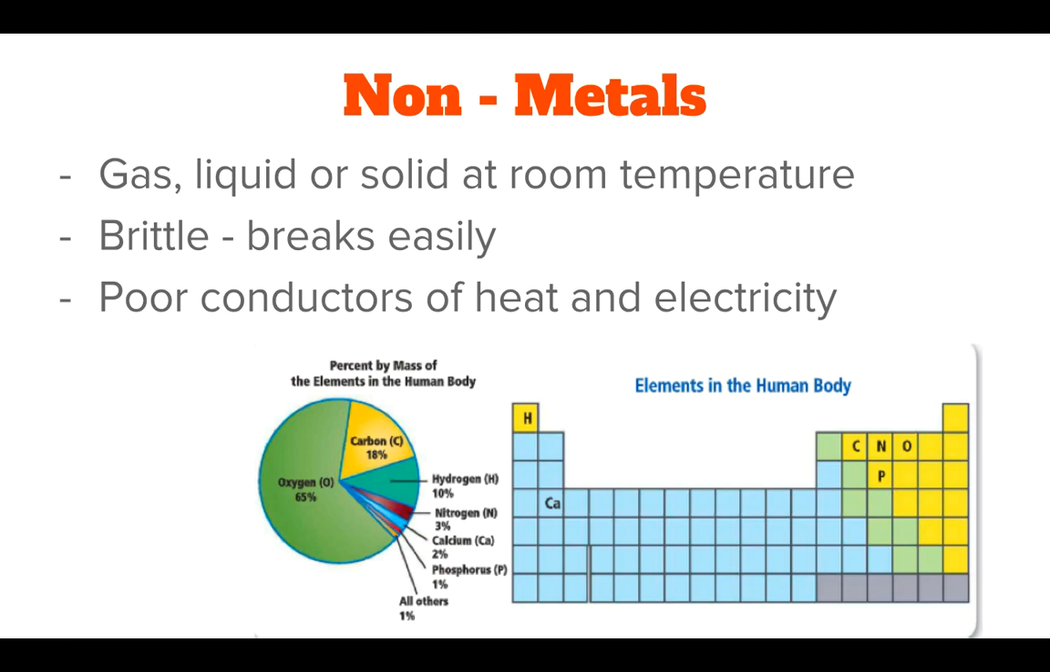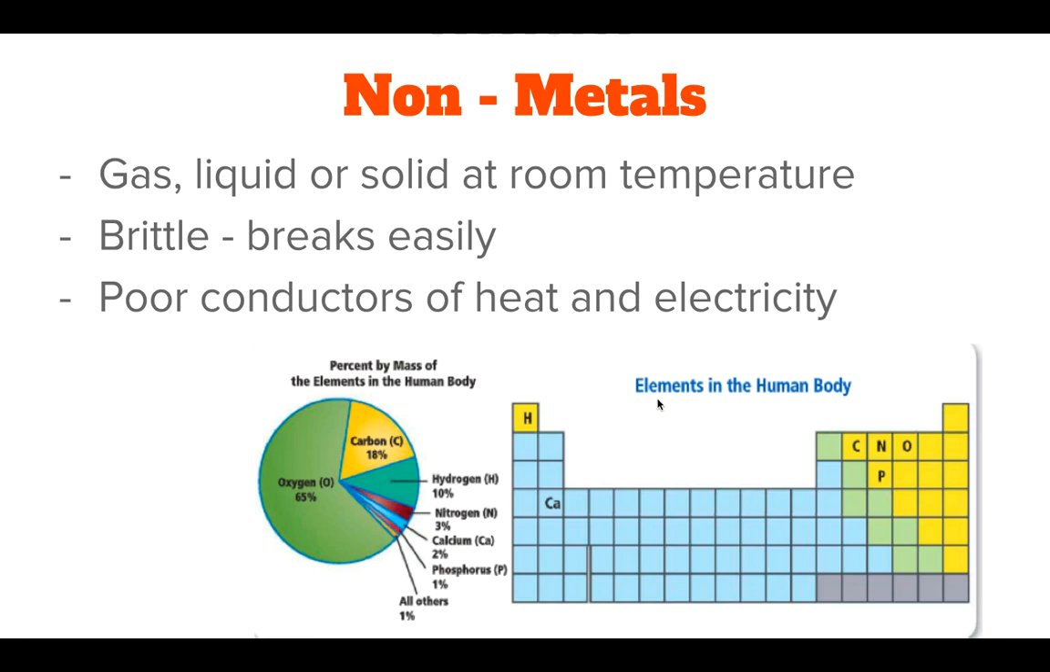One of their properties is that they are brittle, which means that they break easily. So if you were to hammer a nonmetal, it would fall apart. Because of this, nonmetals are not as helpful in their solid form. They're also poor conductors of heat and electricity. A lot of the elements in the human body are nonmetals.